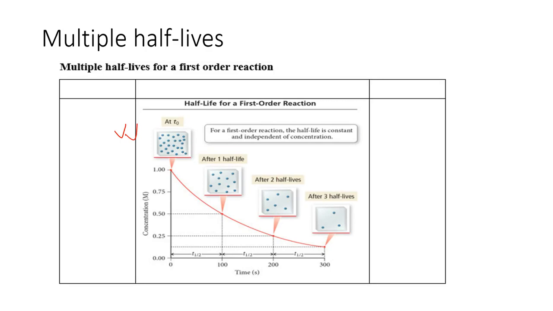So let us take note that usually we have multiple half-lives. We don't just have a single half-life. So we have multiple half-lives, and they give us this type of decay, an exponential decay graph. So that is the half-life graph.